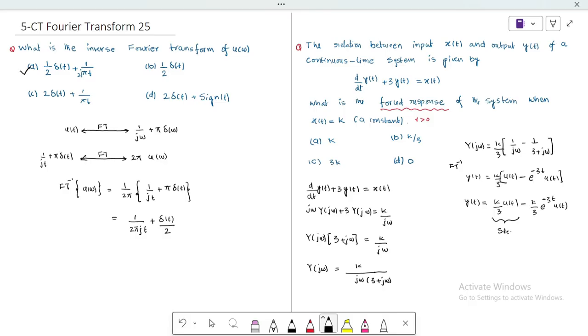Steady state response. This is the transient response. So this forced response is also called the steady state. Then the answer is k by 3 into u of t, the positive part. So this is option B.